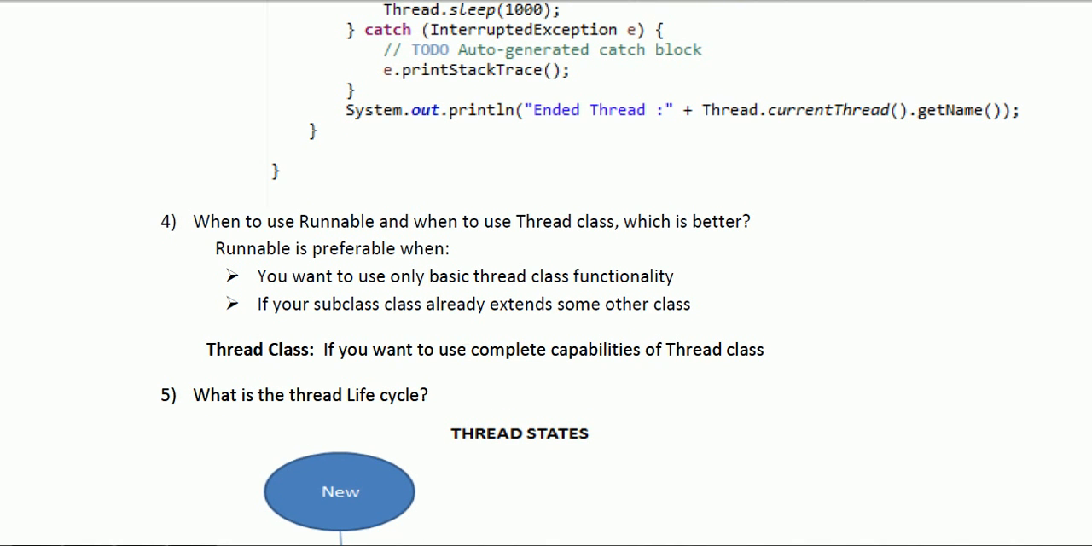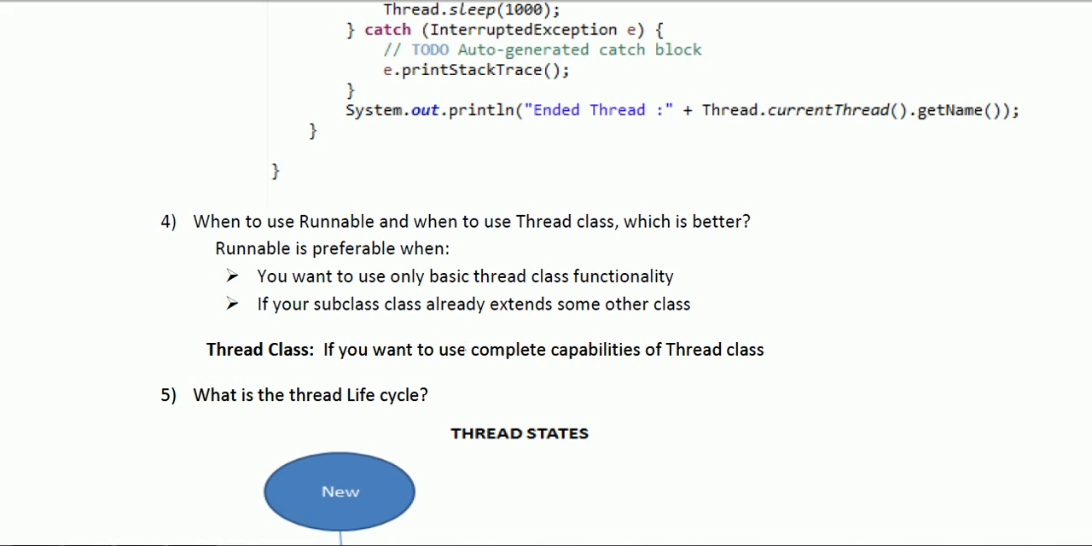So the Runnable interface is always preferable because it achieves abstraction. If you want to use only specific functionality, and you are not going to use the complete functionality that comes as part of the Thread class, then there is no need to actually go with the Thread class.